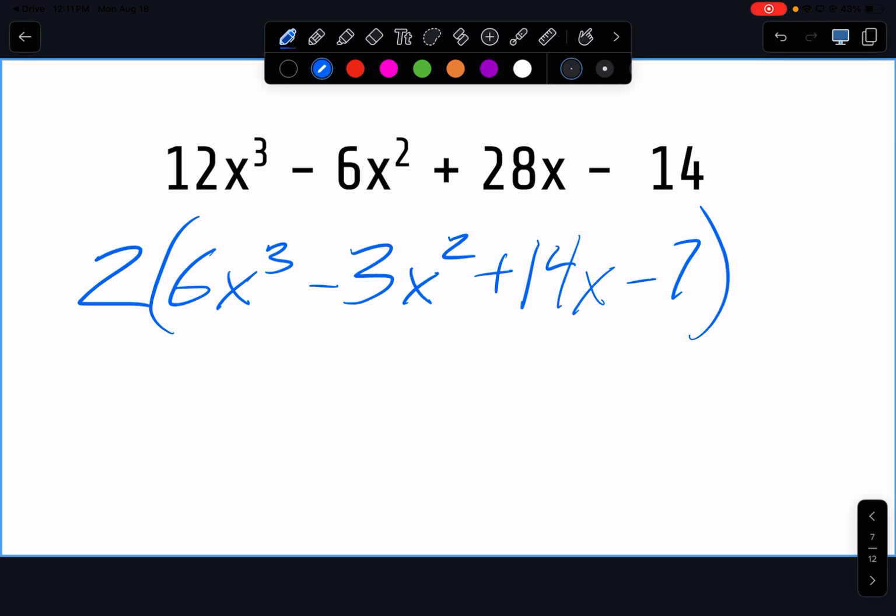So now that 2 that's on the outside is just going to go along for the ride. We're just going to keep that there the whole time. Okay? Now I want you to try to use your grouping strategy on what's inside the parentheses. Okay, so I'm going to set your groups up for you, and then I'm going to cut you loose. We're going to do the green side, and we have the red side.